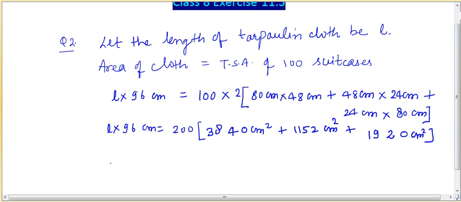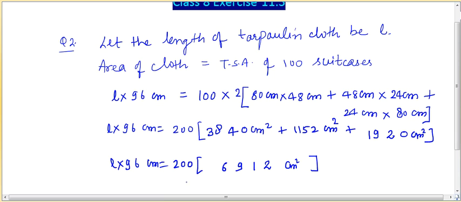Now add all these. We will add all the values here. Okay students, add all the digits place-wise. So on the unit position 0, 2 and 0, here we will write 2. Then on the tens position, 2 plus 5 is 7, 7 plus 4 is 11, 1 carry, 9 plus 1 is 10, 11, 11 plus 8 is 19, 1 carry, 2, 3 and 3 plus 3 is 6. So if we add all these values, it is 6912 square centimeter.